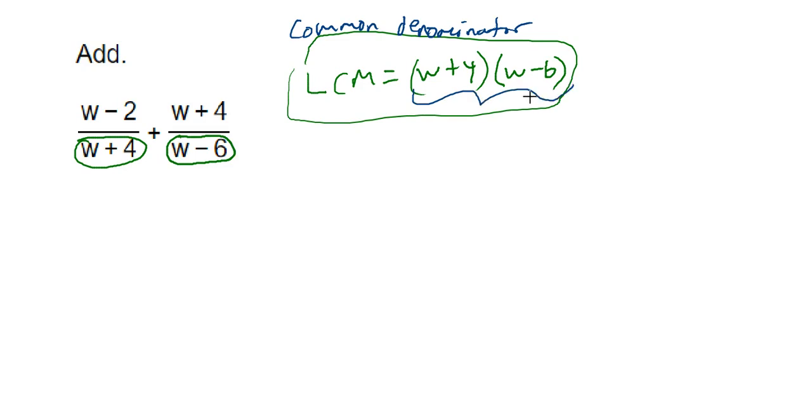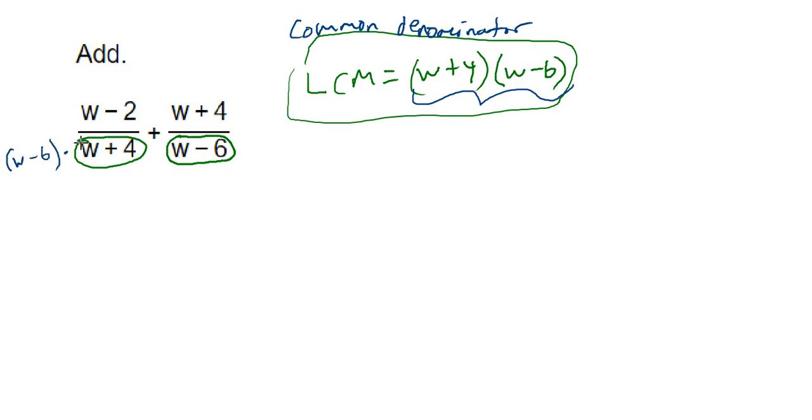So the way I like to frame it is, here's what you already have, but here's what you need, or here's what you want. I don't know which word you want to use there. You already have the w plus 4, but this is what you need to have. So what you're missing is the w minus 6. That's not here in this denominator. Since that's the one that's missing, we're going to multiply it to that denominator, so it's not missing anymore.